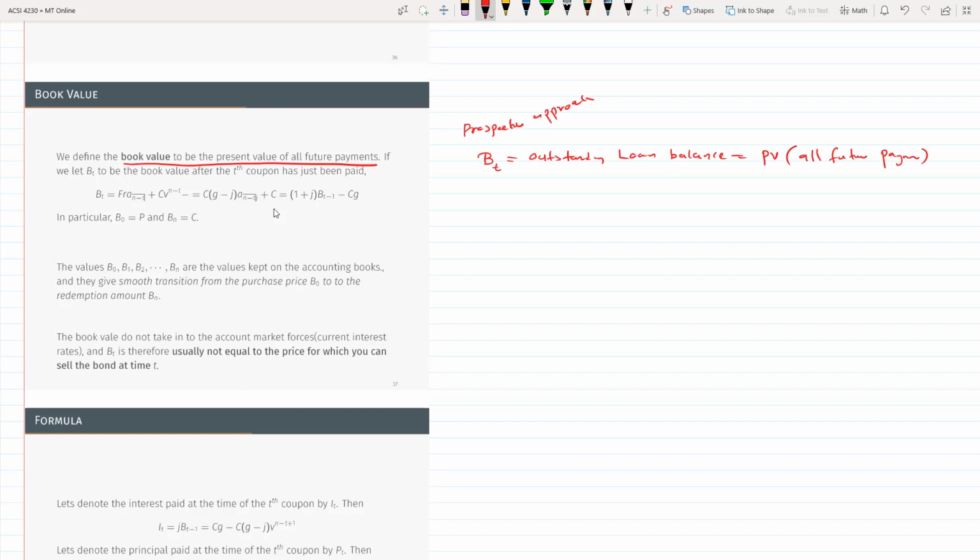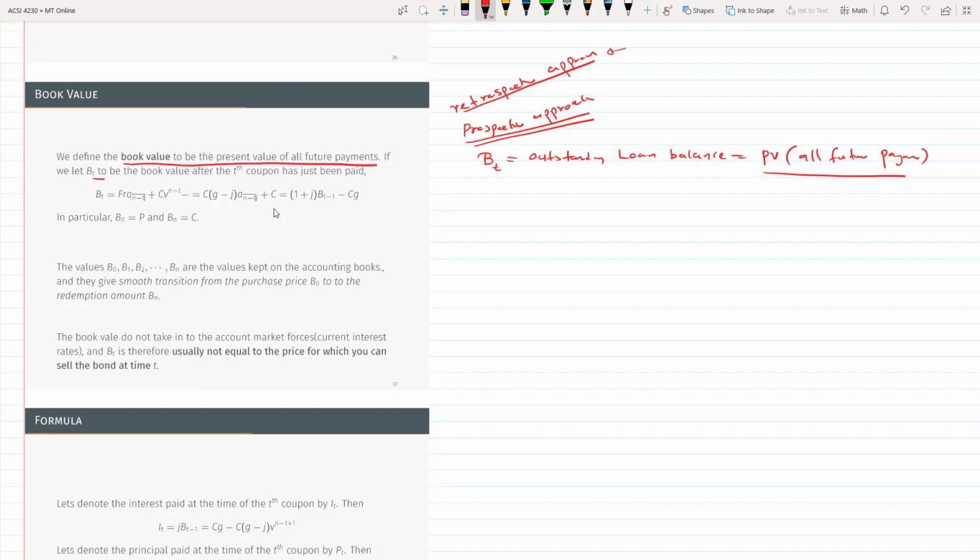There's another way to get this. It's called the retrospective approach. If you don't remember the approach, please check the loan payment module. Under the retrospective approach, you would take the future value of all past payments, and then subtract the future value of the original loan amount. So just check the retrospective approach. But here, we are using the prospective approach, basically the present value of all future payments.